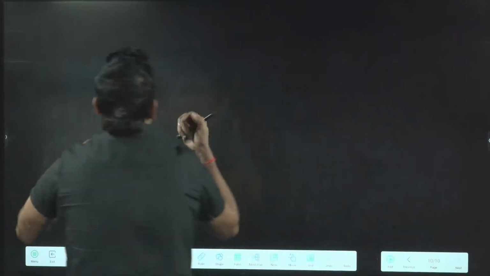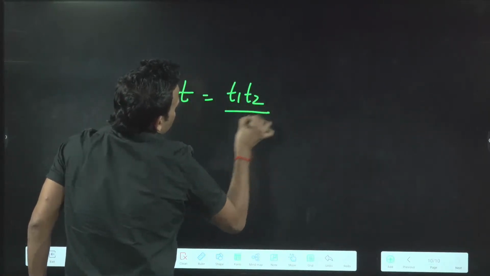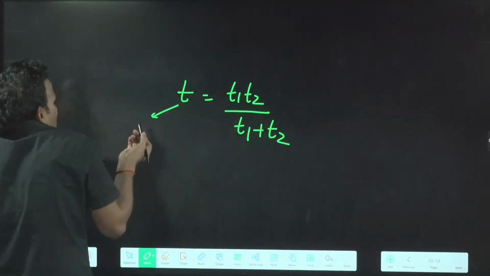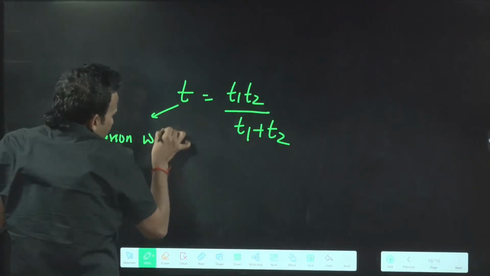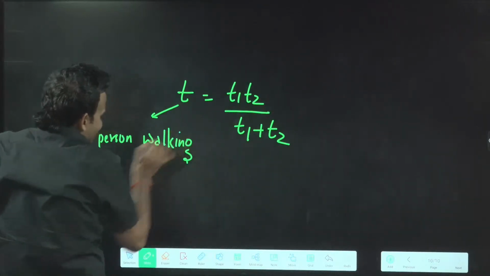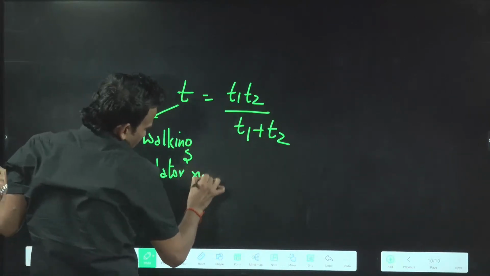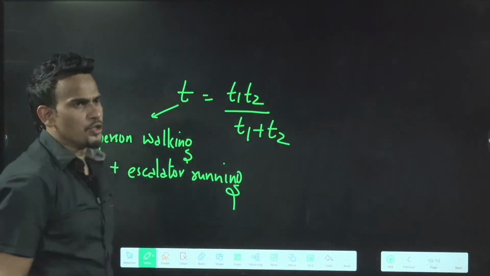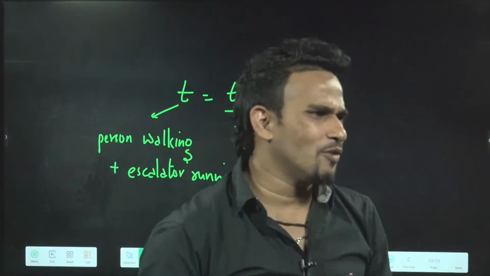So always keep this in your mind. In this situation, time taken will be T1 T2 by T1 plus T2. T1 is the time when the escalator is running and the person is also walking, the person walking plus escalator running. Is it okay? T1 T2 by T1 plus T2. Everyone will be able to remember it. This is easy, you can remember.